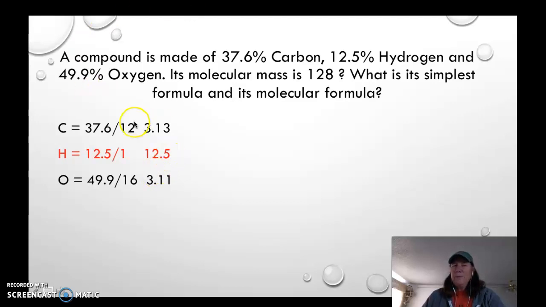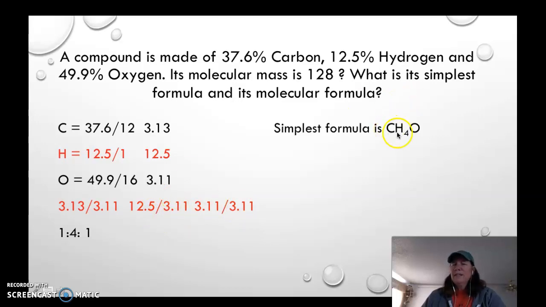So now I've got my number of moles, okay? Then what I'm going to do is set it up so the smallest number's on the bottom, 3.11. When I divide these, I get 1. What do you think that is? 4 and 1. 1 to 4 to 1, okay? So my formula is CH4O. Just put those numbers in there.